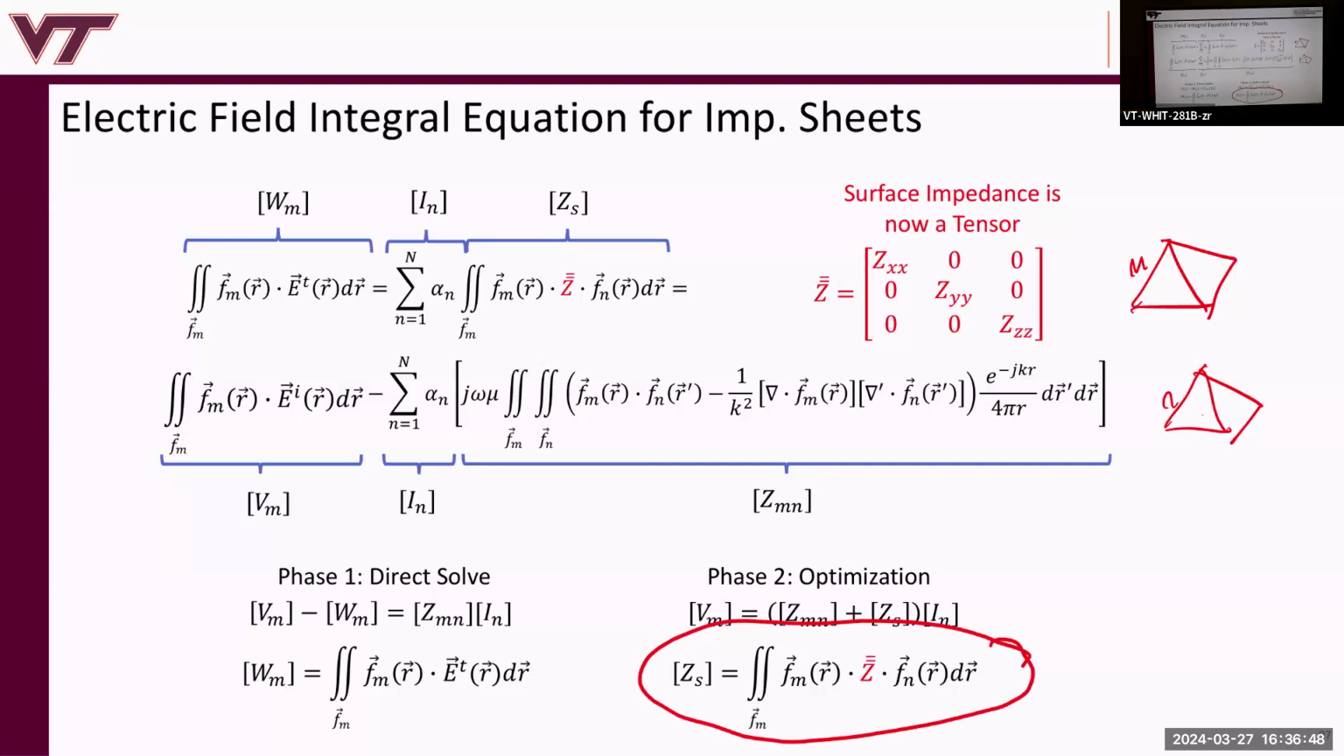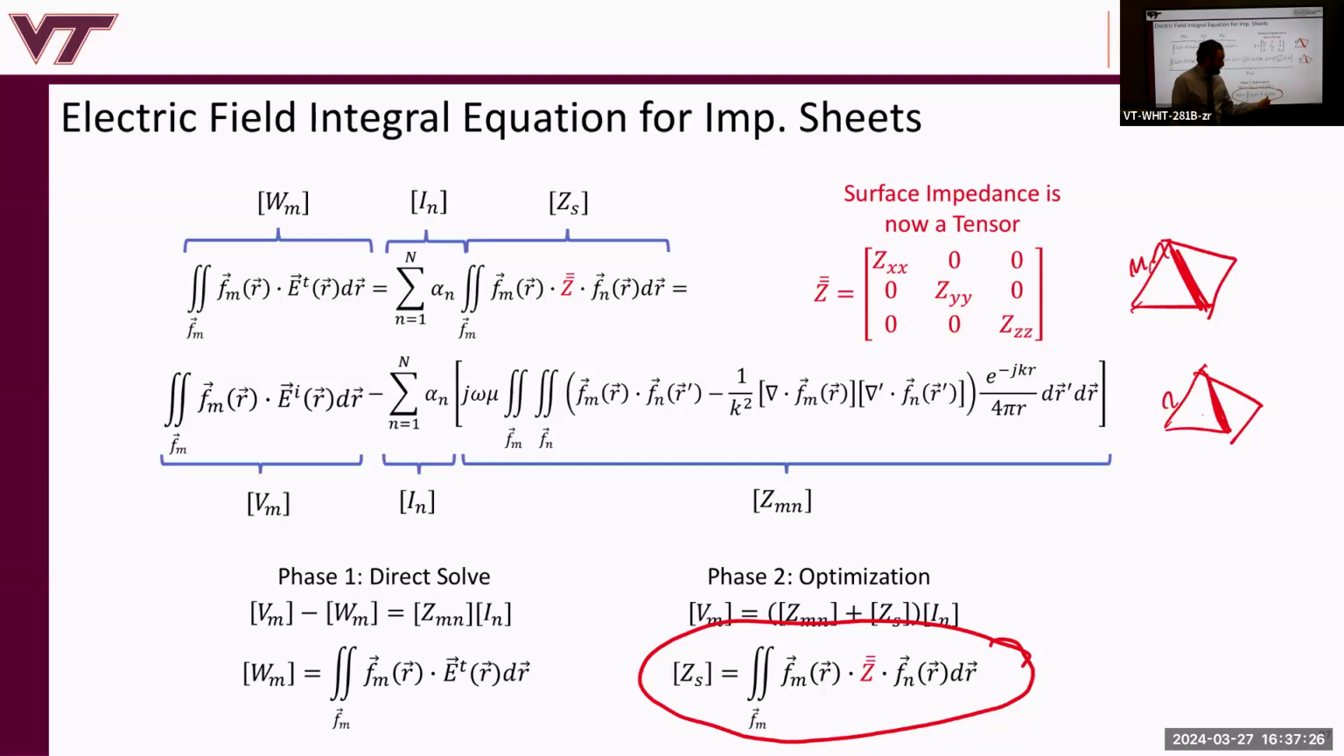Because if they are the same edges, so say this center edge is the same as this center edge, so we're talking about this m and this n. If this is m and this is n, then it will go in the diagonal entry of the matrix. Because everywhere that this calculation down here, Z sheet equals the integration over f_m dot Z dot f_n, is non-zero, it goes in this matrix, right? You'll get diagonal entries whenever m is exactly equal to n, right?